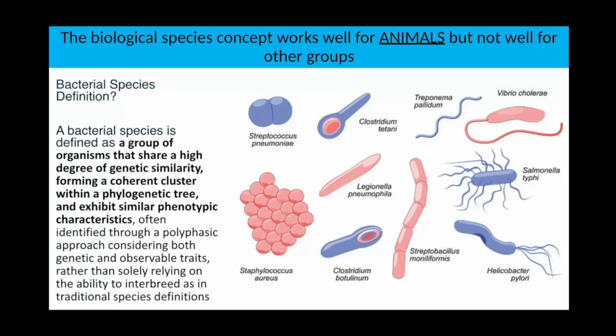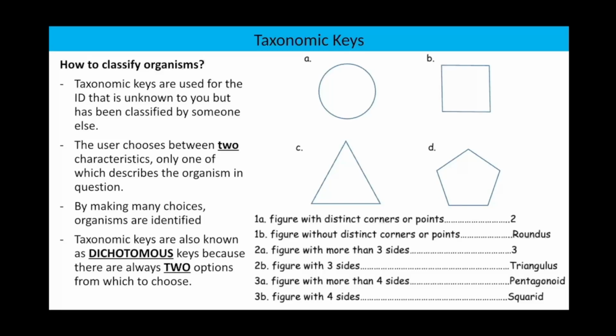So again, it's easier to classify these animals because it's much easier to observe when they reproduce, when they don't, why they don't, what the offspring look like. But with bacteria, it's much more tricky. So what they do to define a bacterial species is it's a group of organisms that share a high degree of genetic similarity, forming a coherent cluster within a phylogenetic tree and exhibit similar phenotypic characteristics. So it's going to be a little bit tougher, but you can look at their physical shape, how they aggregate themselves with each other, and what their genetics look like.